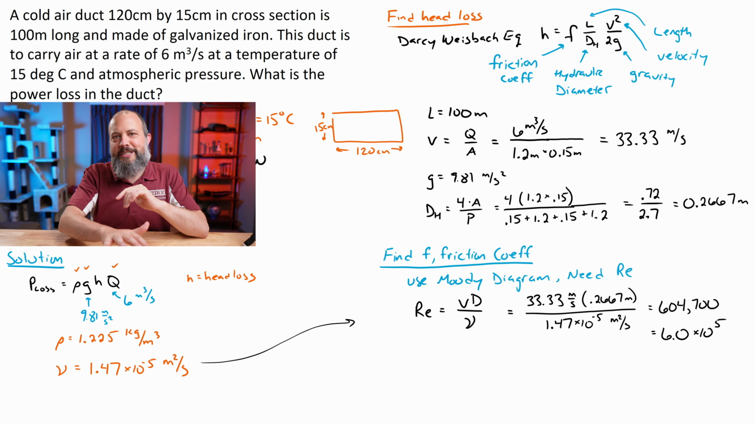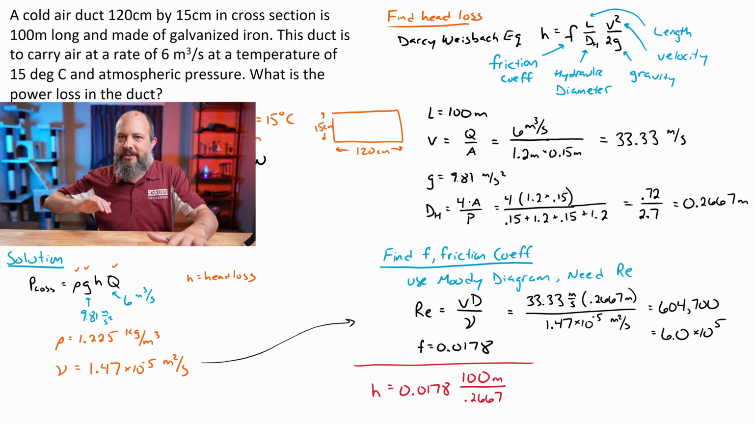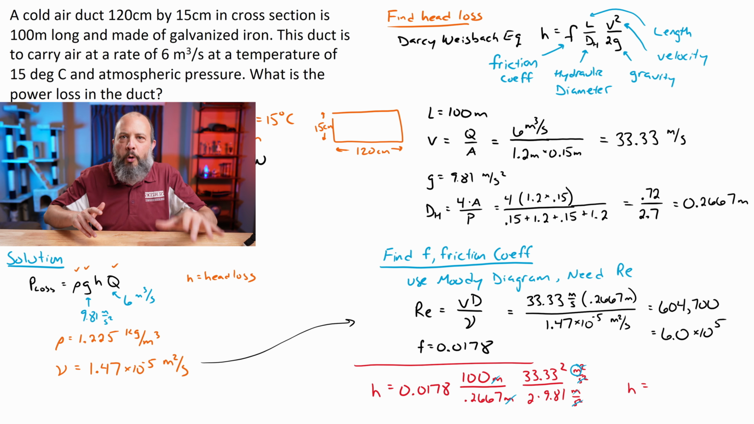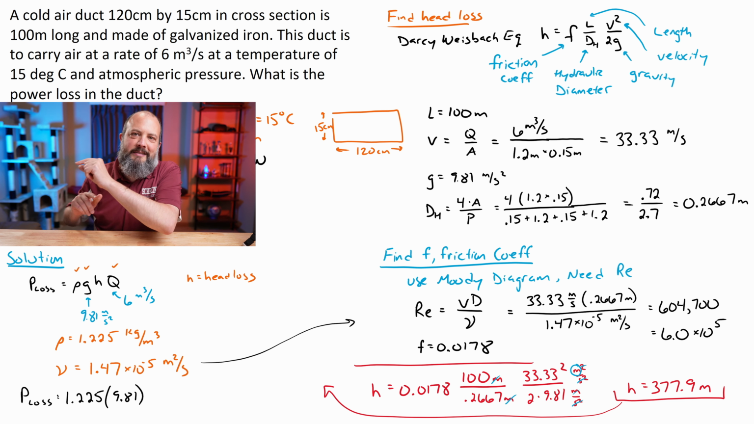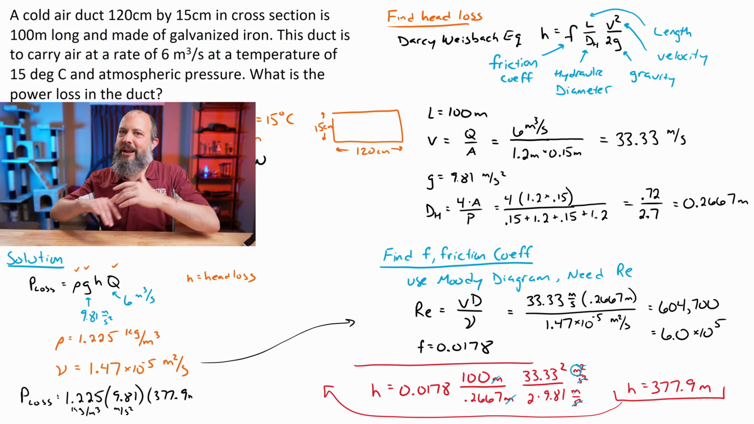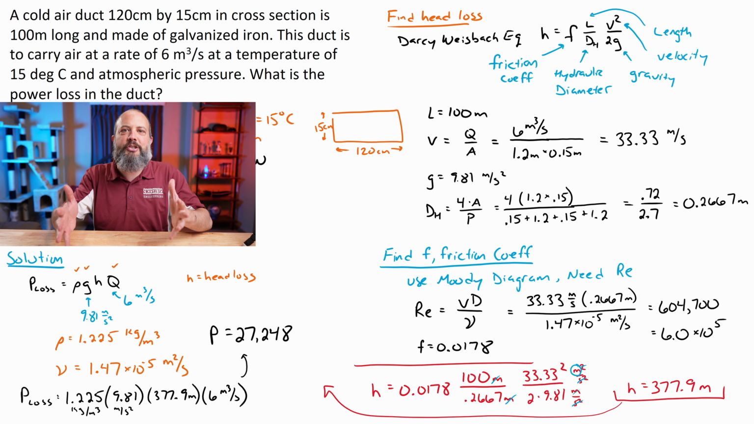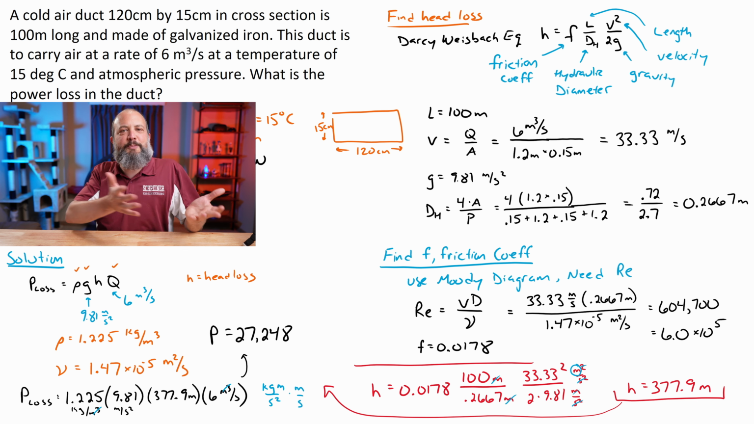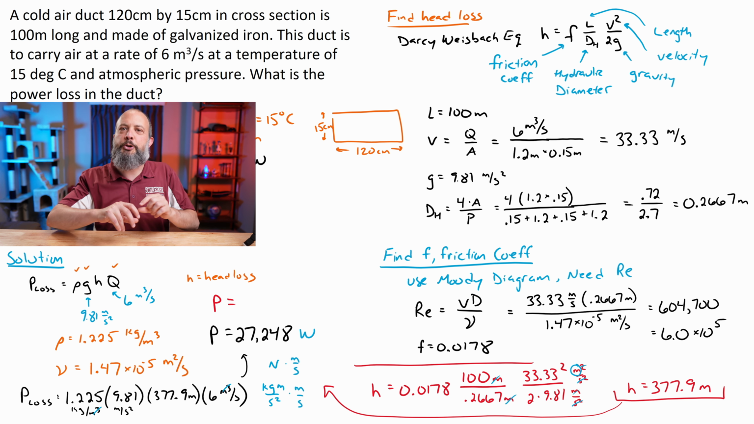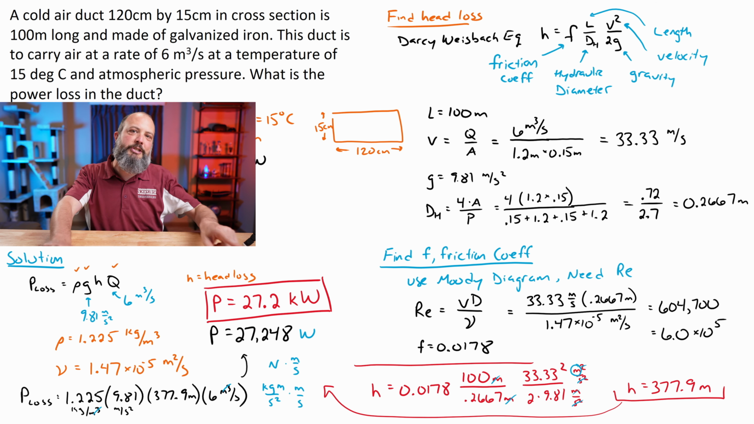So I bring that 0.0178 back to my head loss, Darcy-Weisbach equation, plug in all the numbers, cancel out the units, get head loss 377.9 meters, and I can bring that back around now to the power loss equation, where I've got density, gravity, this new head loss number, and my volumetric flow rate. And because all of my units are regular, like newtons, kilograms, seconds, my 27,000 answer is going to be in watts. But since that's a really big number, maybe I actually want to write that as power loss equals 27.2 kilowatts. So final answer, boxed in red, power loss, 27.2 kilowatts.